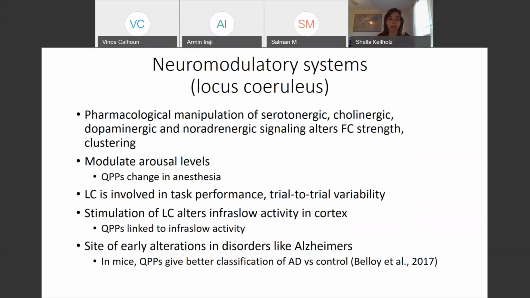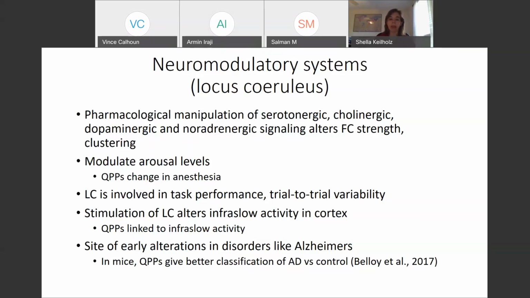So that made sense. The LC is known to be involved in task performance and trial-to-trial variability, just like people have shown with this anti-correlation between default mode network and task positive network that we see in the QPP. There are studies linking the LC to infraslow electrical activity in the cortex, which fits with what we had seen in rats.